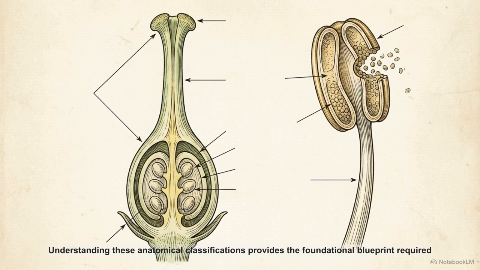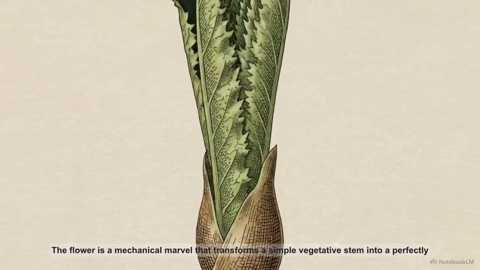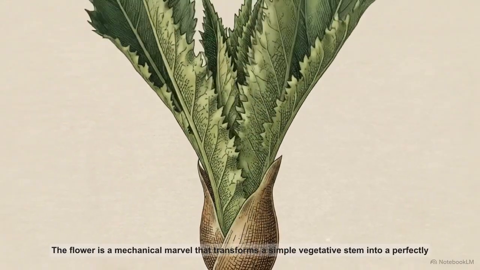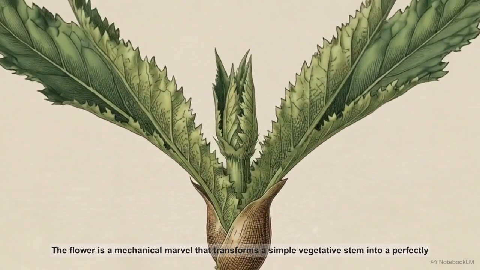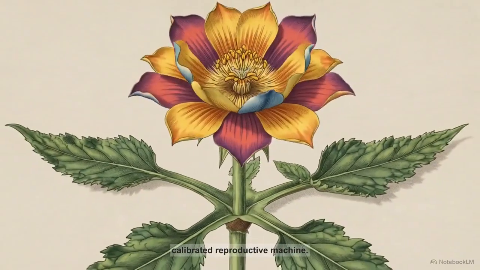Understanding these anatomical classifications provides the foundational blueprint required for advanced biological study. The flower is a mechanical marvel that transforms a simple vegetative stem into a perfectly calibrated reproductive machine.